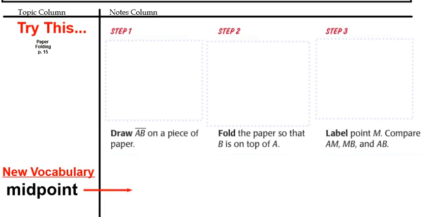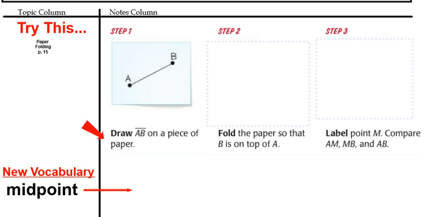The first thing that I want to do, this is not actually in your notes, is I just want to show you a little something. It's a paper folding activity. The first thing I want you to do, if you want to try this, is draw segment AB on a piece of paper. And if we do that, it would look something like that.